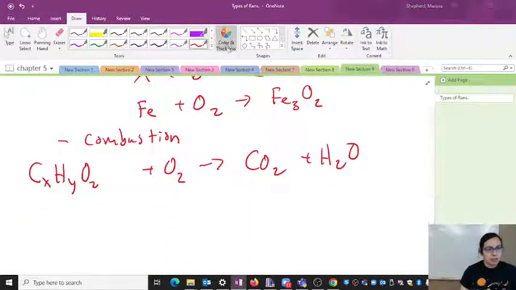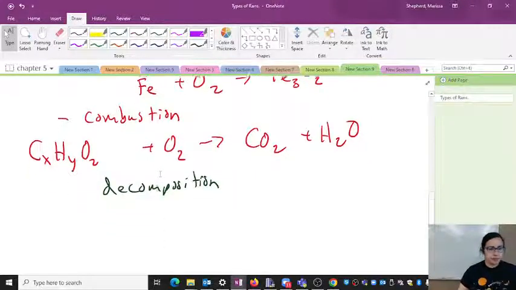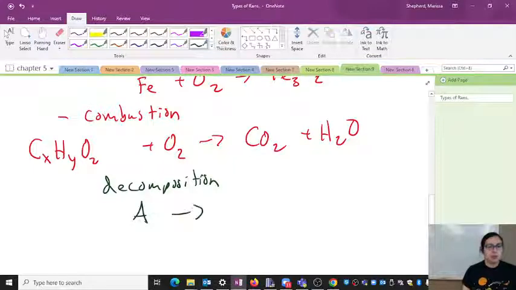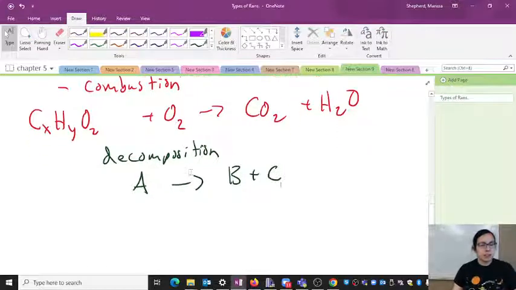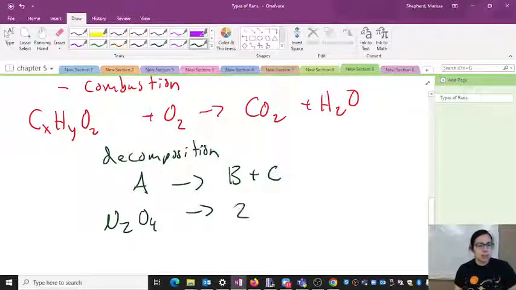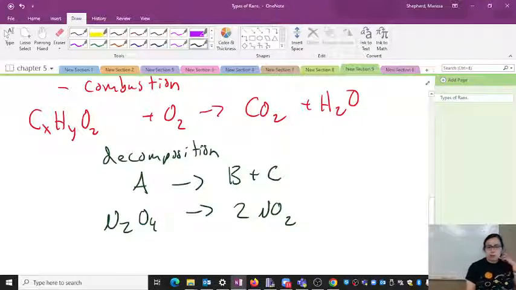And then the last type that we see is decomposition. You have one chemical and it becomes two things. That's usually how you spot a decomposition. One of the classic reactions is this dimerization reaction, where you make two equivalents of nitrogen dioxide. You can see that would go back and forth, but you start with one thing and make two things.